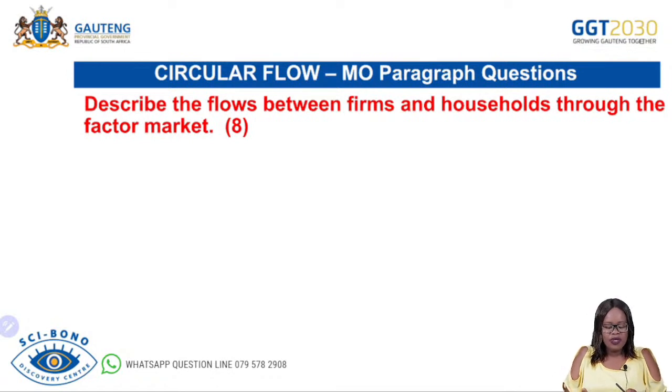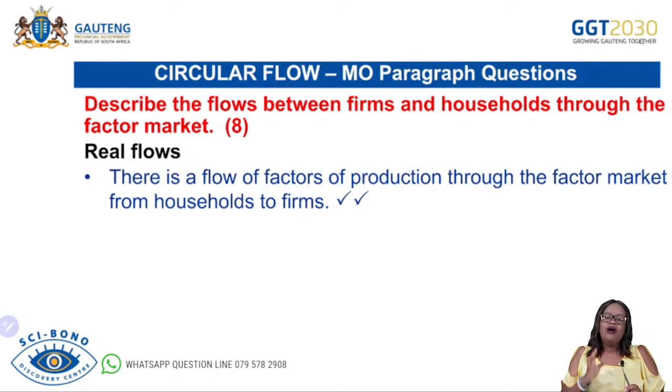Now, good people, when you speak about this question, because the question said flows, it was not specific whether we're looking at the real flows or the money flows. We are going to need to speak about the 2 of them. In which sense? We divide, because it's an 8 marks question, we are going to be focusing on real flows for 4 marks, meaning 2 points, and also money flows for another 4 marks, which is also 2 points.